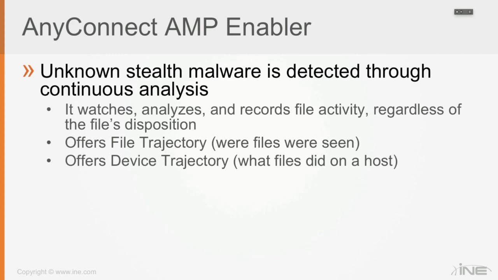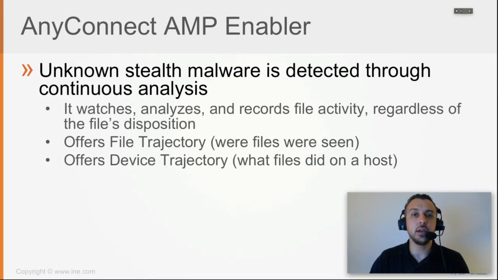So AMP is going to continually monitor, watch, analyze, and record any file activity regardless of the file's disposition. What that means is, let's say initially a file was downloaded on the computer and AMP stated that the status of that file is not malicious, so it's good content. But because AMP has learned the computer's behavior, what the computer does on a regular basis, and because AMP constantly monitors once a file has been downloaded, it tracks the whole history of everything which happens on the endpoint.